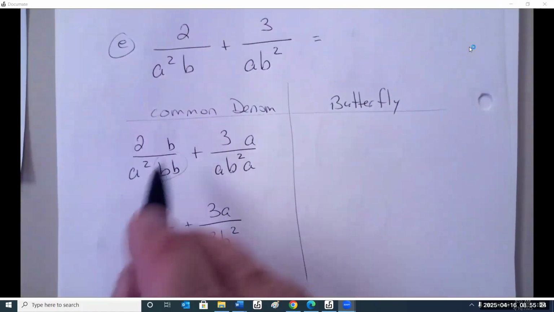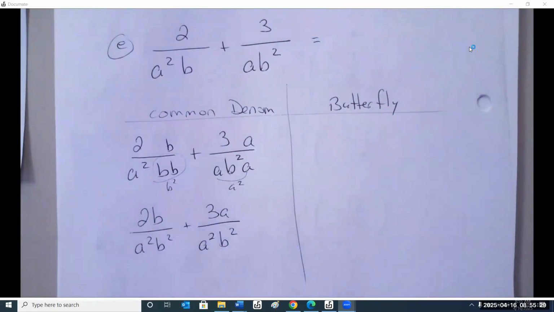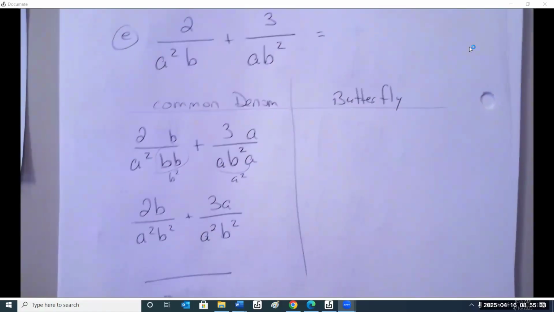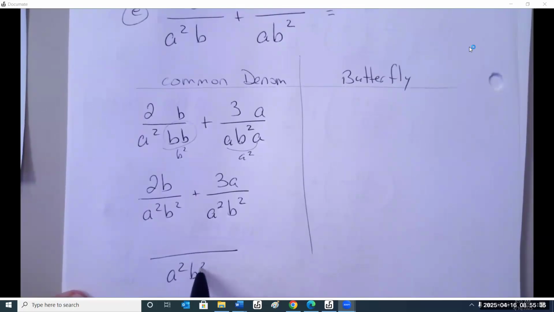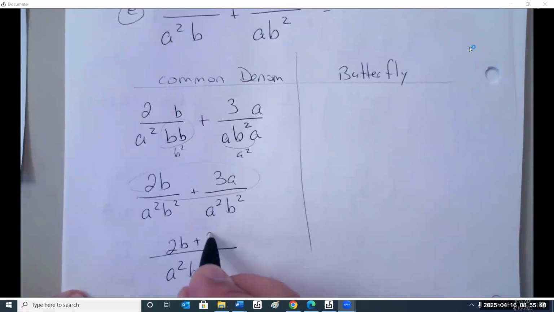B times b is b squared. A times a is a squared. So since we have a common denominator, it's a squared, b squared, and just worry about the top. 2b plus 3a.